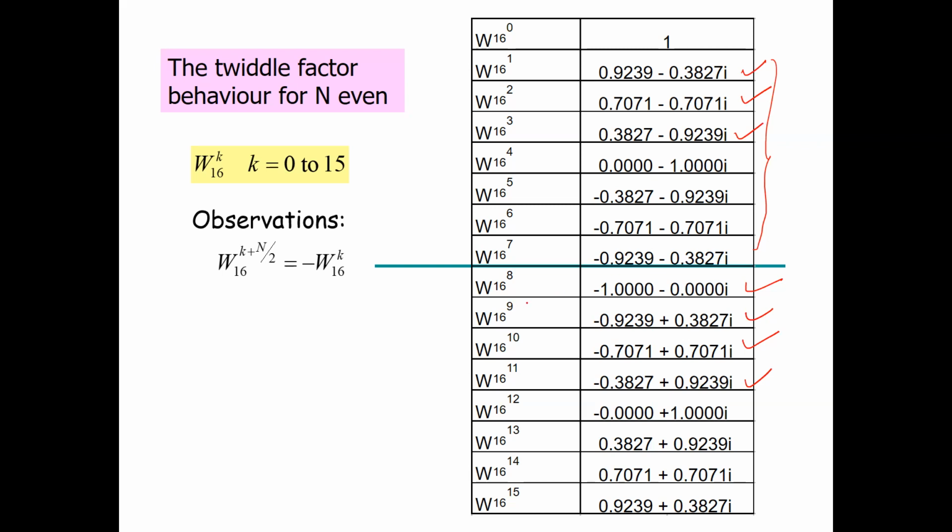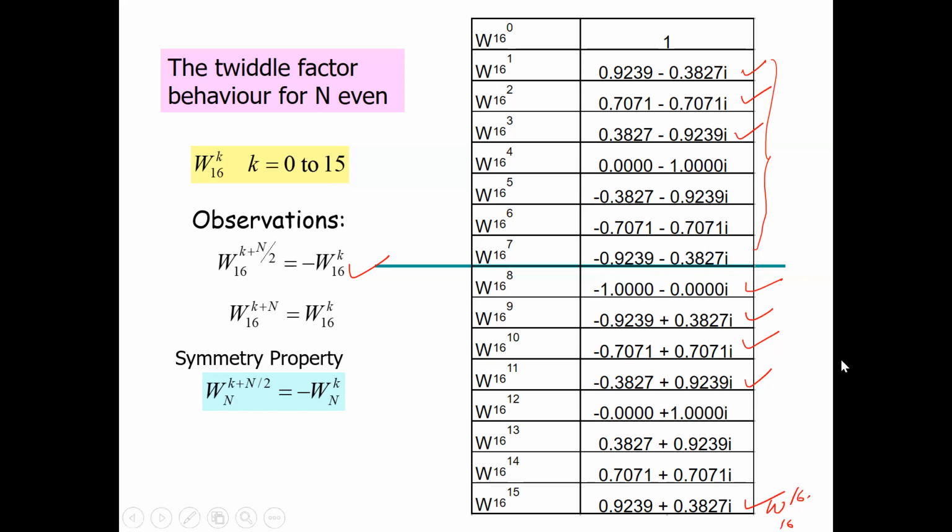In other words, this little arrangement here, that W, this is what we call the symmetry property. So once you go past half, the second half is just simply minus the first half. And then once we exceed N, once we go past N, this is 15. If I go to W16 here now, that goes all the way back up to the first one, W0, which is on top here.